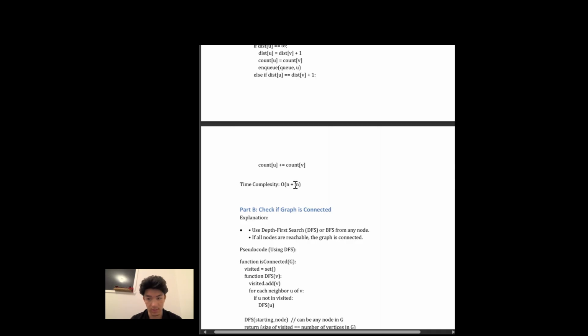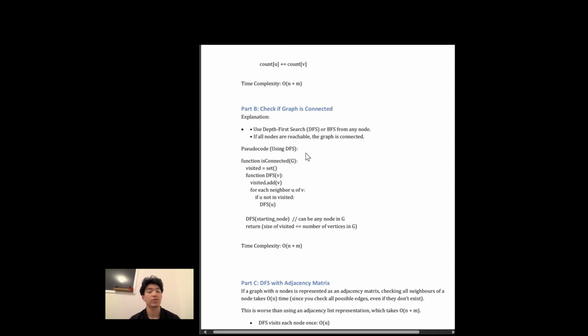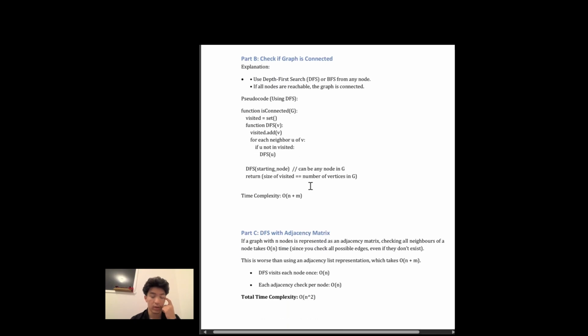In part B, we are given an undirected graph and we are asked if the graph is connected. So we use the DFS search method, where we recurse from a certain node and check if all the nodes are reachable or visited. If all the nodes are visited, that means the graph is connected. This pseudocode explores the concept of that. The time complexity is also O(n plus m), which meets all the requirements.